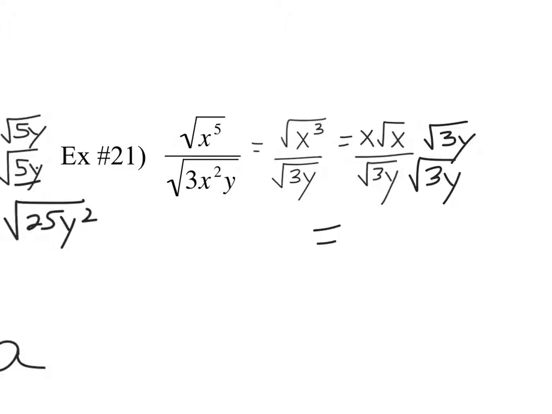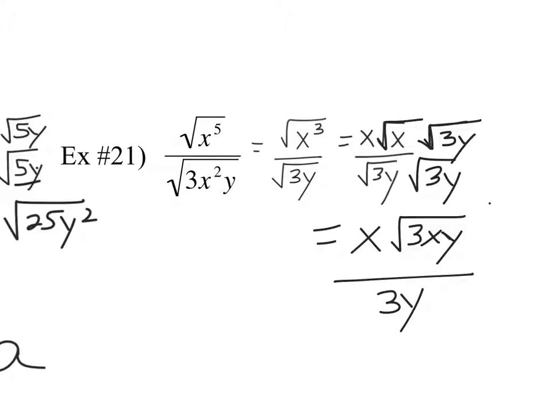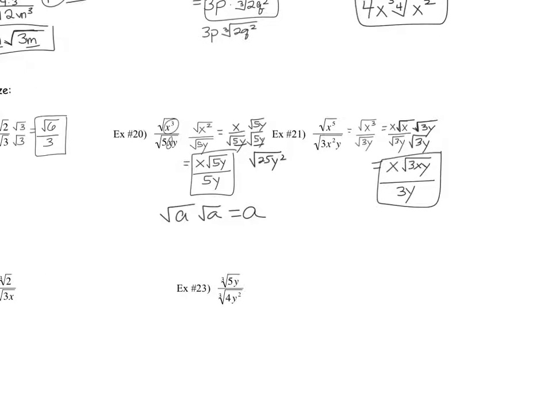So I get x on the outside, and then on the inside I have a rad x times a rad 3y gives me rad 3xy. Usually we write them in alphabetical order. It doesn't matter. xy and yx are the same thing. And then on the bottom, what are we left with? Just 3y. And that would be your rationalized answer. There's nothing to reduce. There's no more radicals in the denominator. You're good to go. All right, 2 more.